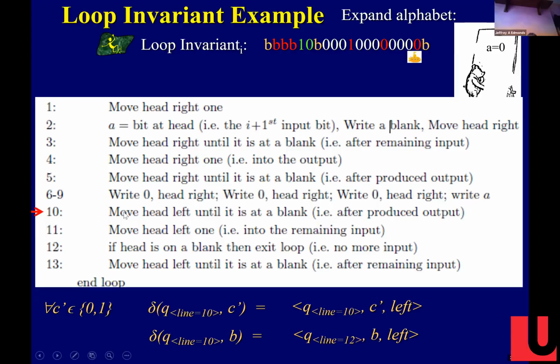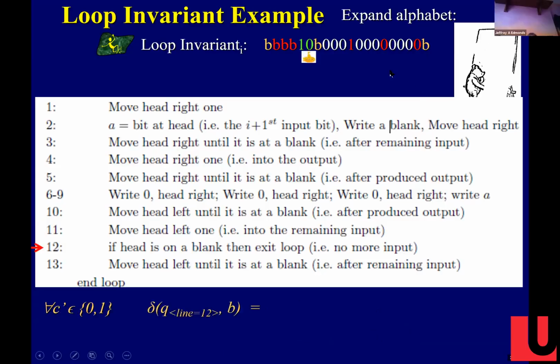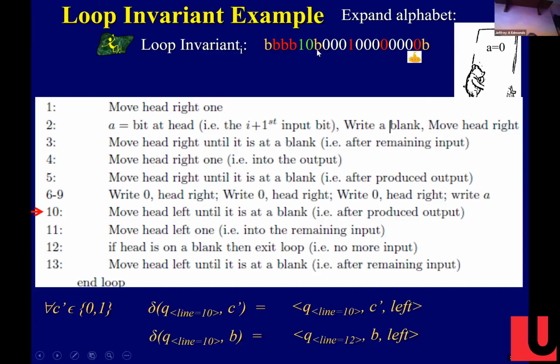Now let's look at the other case. So suppose I'm in line 10 and I've been moving. Here we go. Now I'm on this blank, right? I'm sitting on this blank. I've moved left. Now I'm sitting on this blank right there. And so what do I do? If I'm on line 10 and I read a blank, what am I supposed to do? I'm supposed to break out of this line 10 and move to line 11.